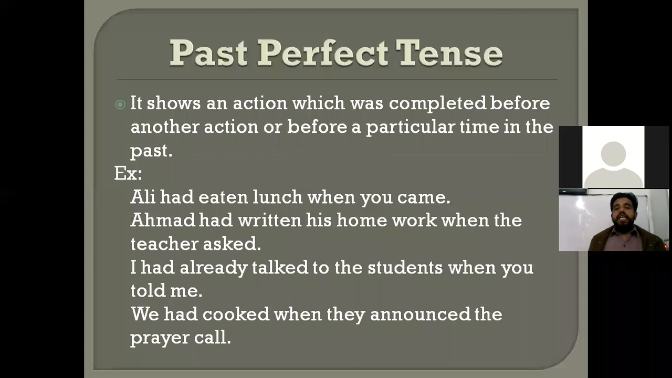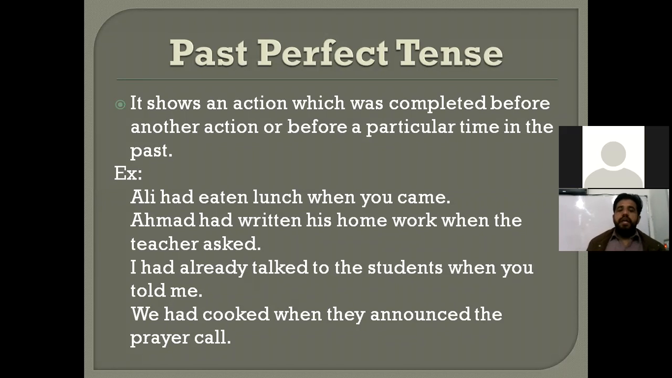Likewise, another example, Ali had written his homework when the teacher asked. So when the teacher asked about the homework, before that the action was completed, the action was done. So Ali had written his homework. This action happened first, and then the teacher asked him. This action happened second. Whenever you are talking about an action which was completed before another action in the past, for that we are using past perfect tense.